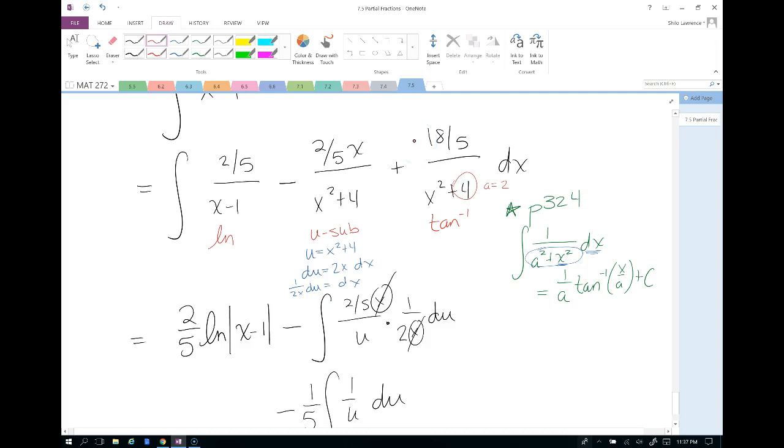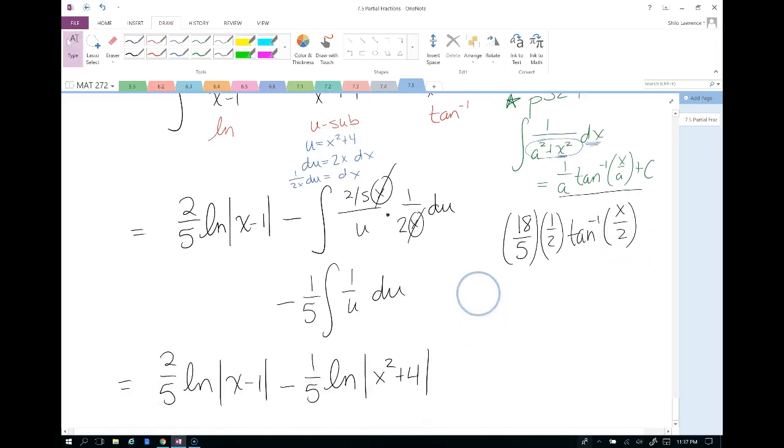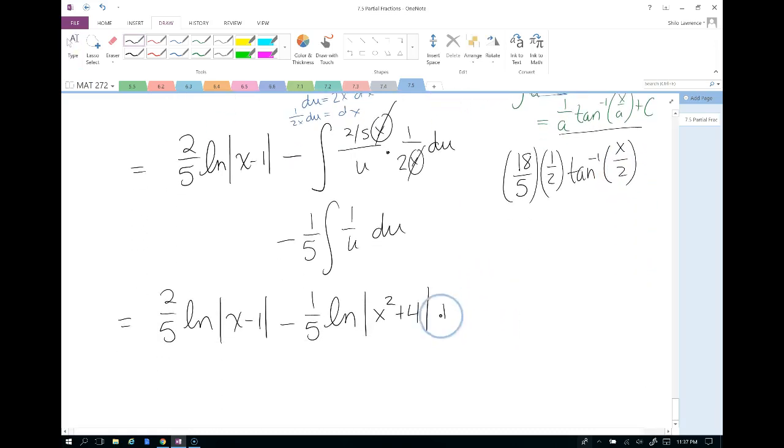Our 18/5 is just a coefficient. So for this piece, I'm going to have 18/5 that just automatically is going to come down. And then the formula says do 1 over a, so I'm going to have 1 over 2, and then tan inverse of x over a, which is going to be x over 2. So then that's going to turn into 9/5 when we simplify. 18/5 times a half is 9/5. Tan inverse of x over 2 plus c.